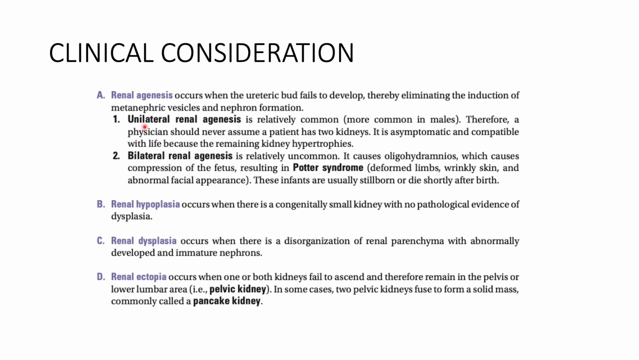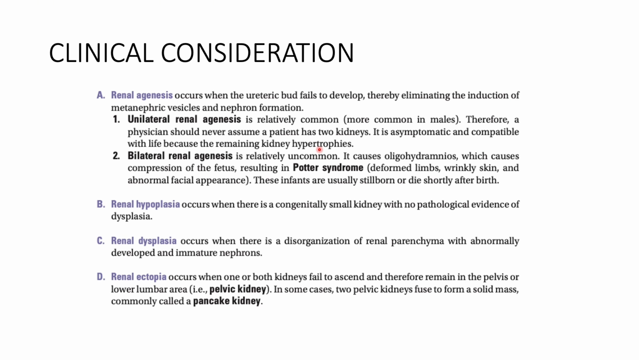So you may have unilateral renal agenesis, that is one side. It's relatively common and more common in males. Therefore, a physician should never assume a patient has two kidneys. It is asymptomatic and compatible with life because the remaining kidney hypertrophies and will take care of the deficiency of the other one's inability to develop. As you are aware, this is a possibility, so you don't assume that any normal person has two kidneys.